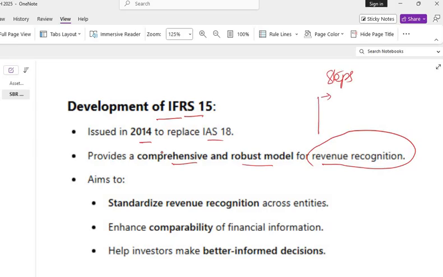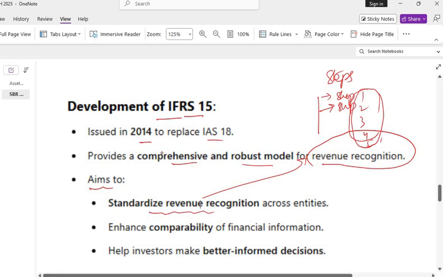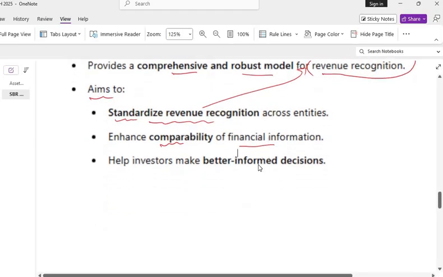There are 5 steps, and with these 5 steps we will recognize the revenue. Steps 4 and 5, we'll discuss in the next lecture in a very comprehensive and detailed way. Okay, then it aims to standardize revenue recognition. We need to recognize the revenue properly, and this recognition will help enhance the comparability of the financial information, and this will help the investor to take a better informed decision.